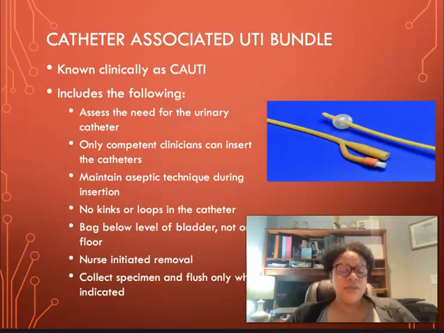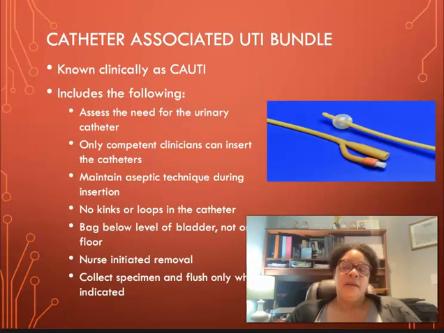If you feel like they do not need it, the nurse is able to remove it. So yes, at Children's Healthcare of Atlanta, we are able to remove that Foley if the child doesn't need it. Do I call the physician and say, hey, I'm about to remove the Foley, do you have anything that I need to know so that I don't do it? And they're usually like, yeah, you can go ahead and do it. And then collect specimens and flush only when indicated.